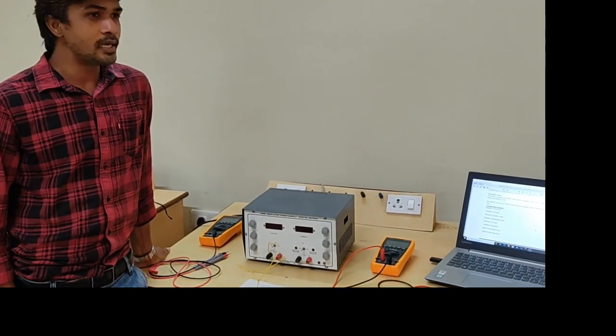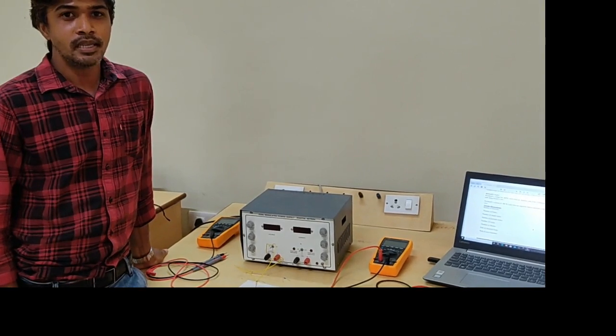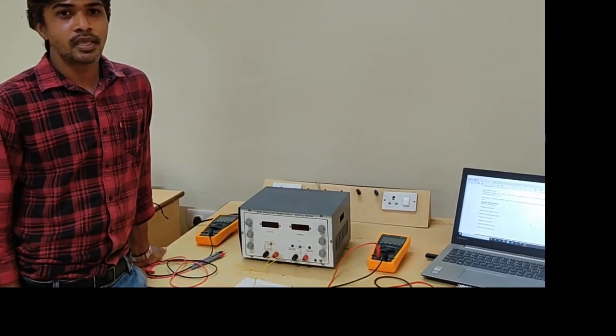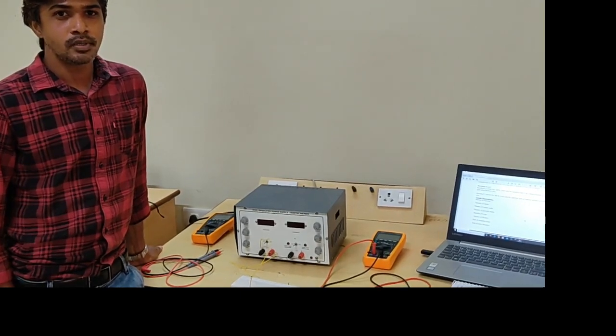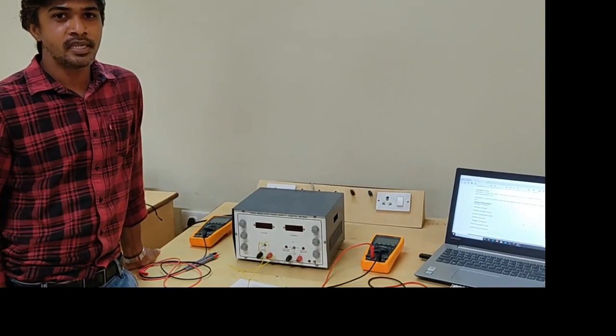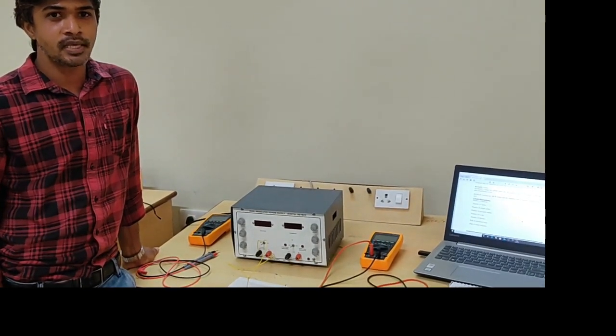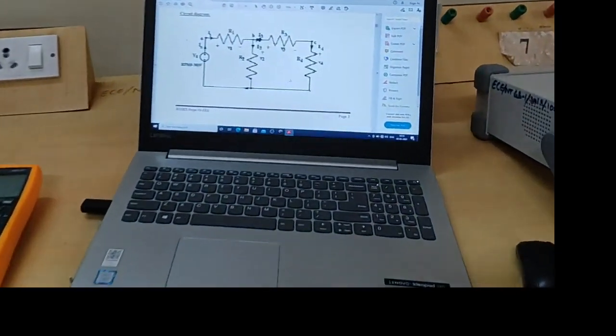KCL states that the current entering a node is equal to the current leaving the node. According to KVL, the sum of the voltages around a closed loop is equal to 0. So, how do we verify KVL and KCL? We'll see with the help of a circuit diagram.